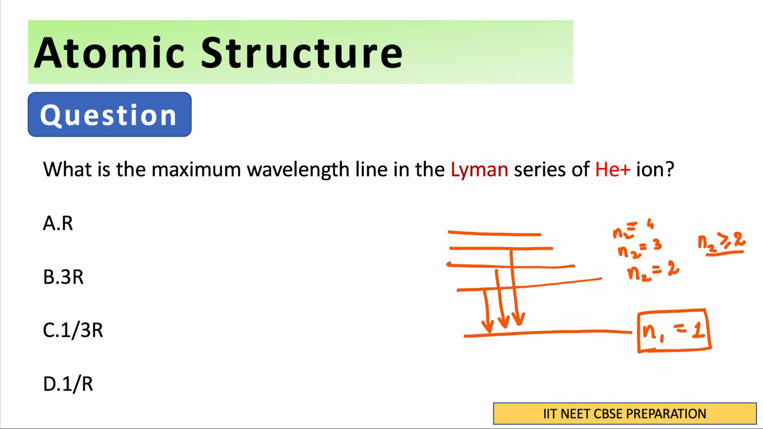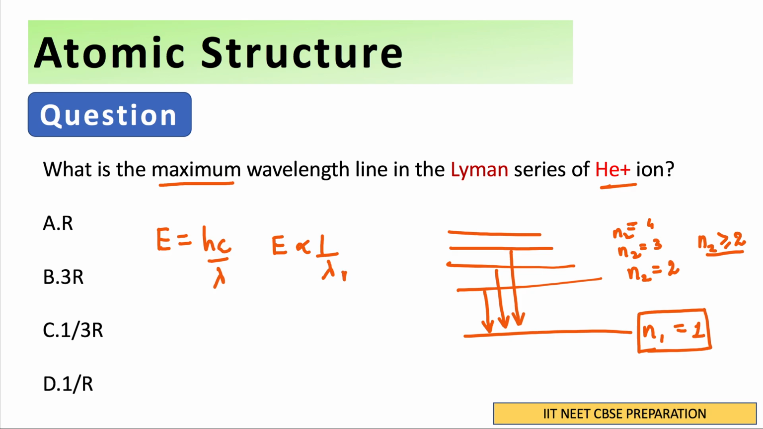Now what they are saying in the question is that we have to find the maximum wavelength line in the Lyman series, and for which ion? We have to find it for helium. So first of all, what is the formula for energy? Energy is hc by lambda, right? It means energy is inversely proportional to wavelength. That means if energy increases, lambda is going to decrease, and similarly, if energy decreases, then lambda is going to be maximum, right?